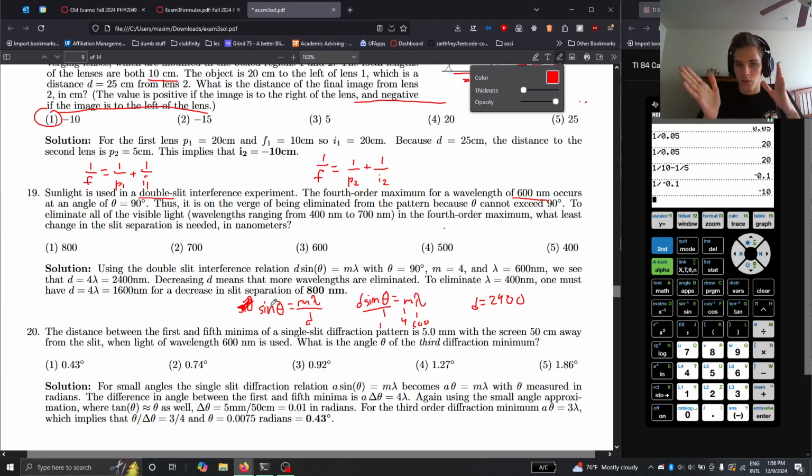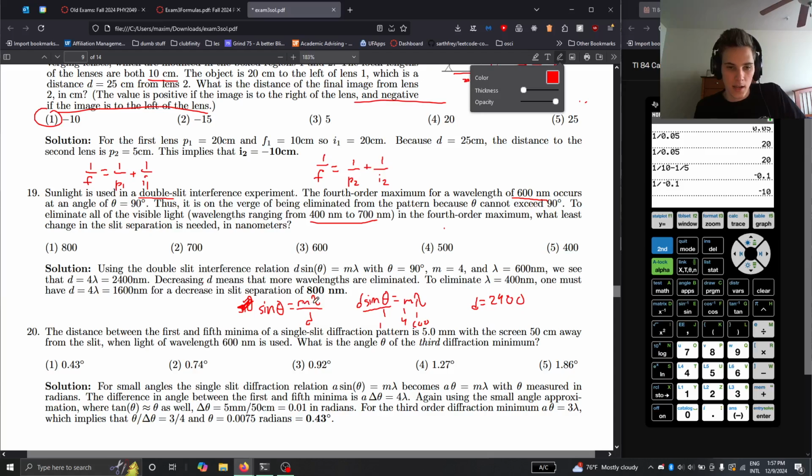It doesn't. You can't observe that wavelength. So we essentially want all of these wavelengths to be over 1 here. Currently, that d is 2400, right? If we take the fourth order maximum, 4 times 600, and then divide by 2400, the d we solve for, we can see that that is 1. That is the largest wavelength, or the wavelength at which it's exactly eliminated.